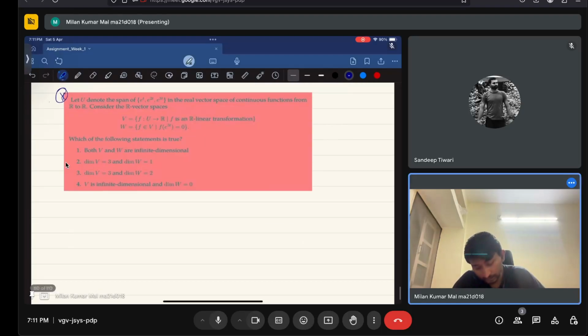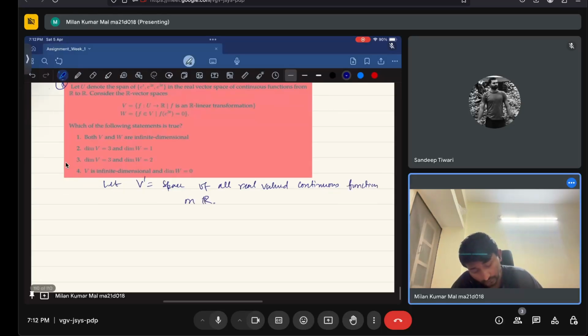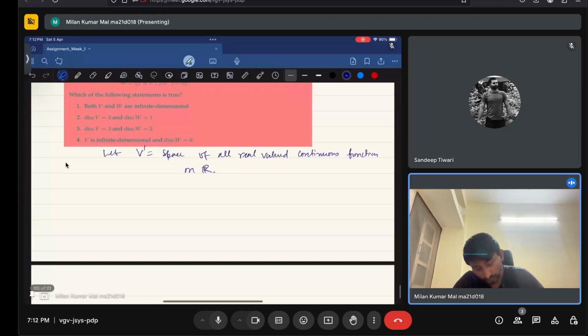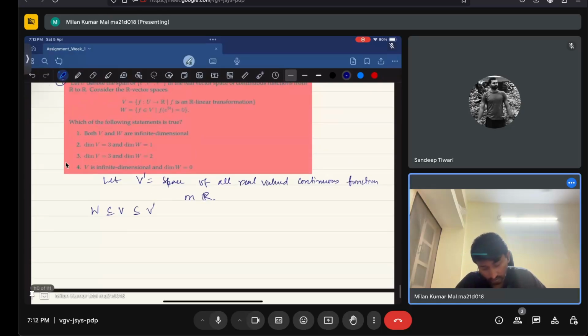So here let V dash be the space of all real valued continuous functions on R. Okay, so V is basically a subset of V dash and W is a subset of V. Okay, so which of the following statements is true? Both V and W are infinite dimensional.